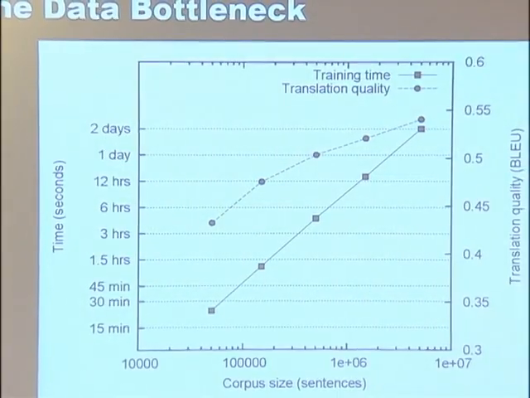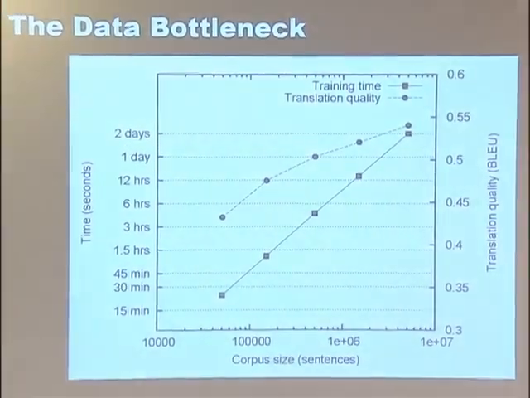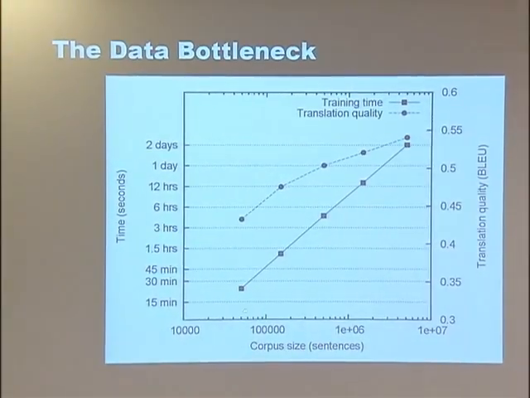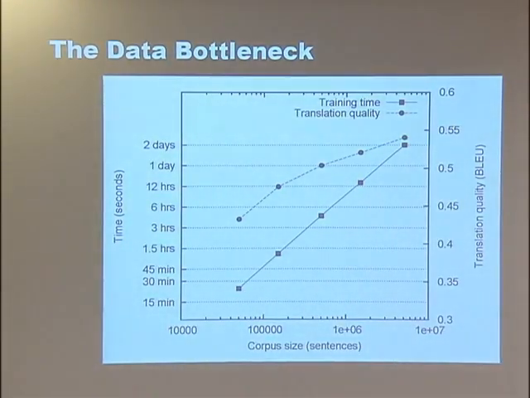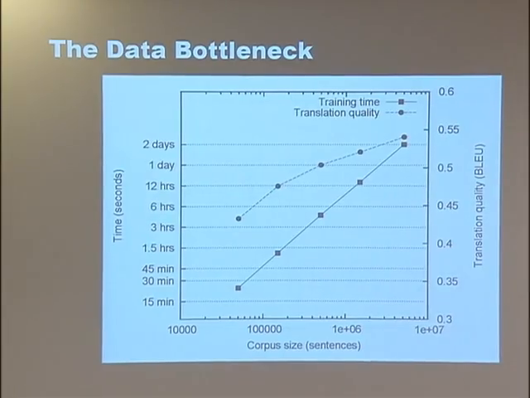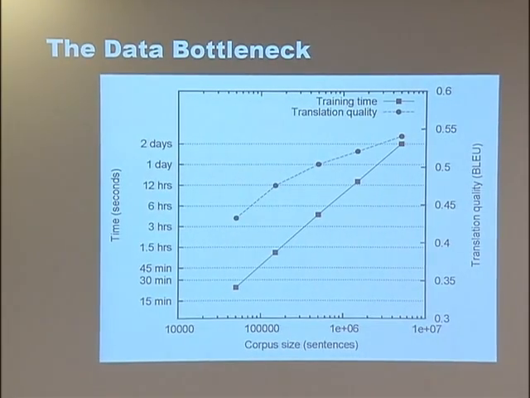Okay, so here's the data bottleneck. On the x-axis in this graph, we have the number of sentences used in the training data on the parallel language training data. And on the y-axis, on the right here, you have translation quality, and on the left here, you have running time. Okay, so you'll see that translation quality increases. This is BLEU score with the number of sentences. Right, this makes sense. The more data you throw at it, the better your system gets, holding all things equal.